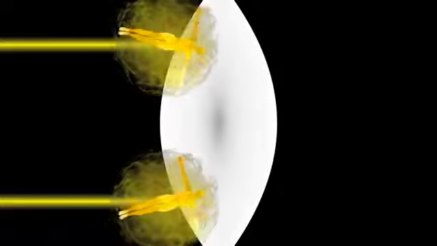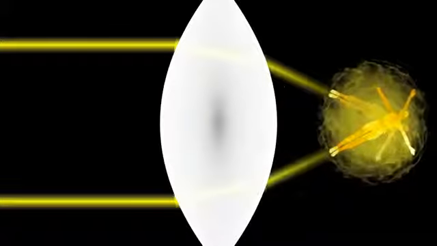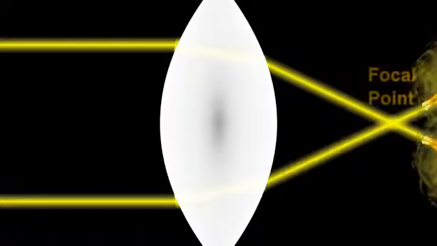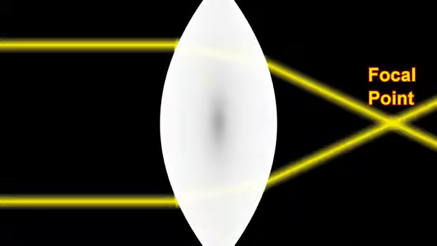Parallel beams of light passing through this other type of lens will exit moving towards each other. In this case, we call the focal point the place where their paths meet. We're now ready to understand why this lens can flip an image upside down.